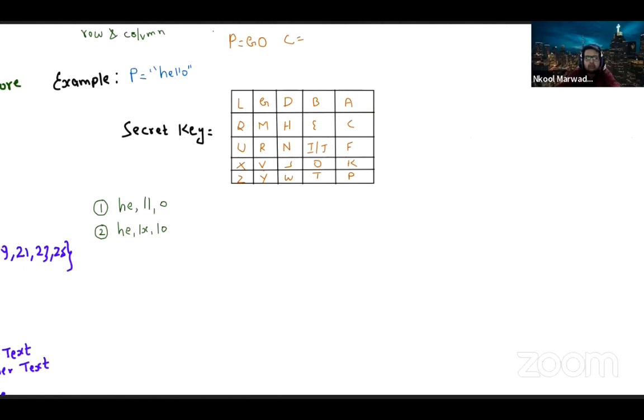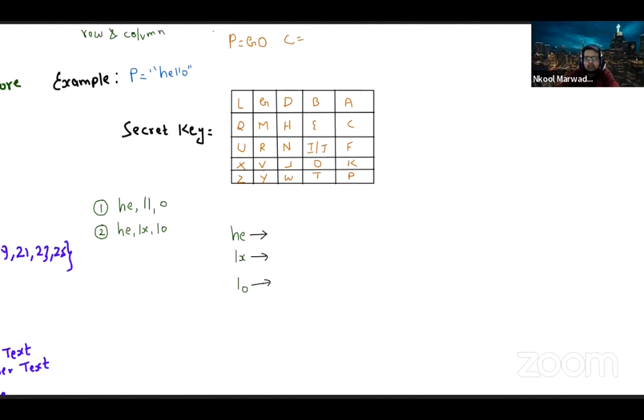Now, what we have to do? Each pair, we have to convert into the ciphertext, using the three rules which we discussed. So first we have HE, then LX, then LO. We have to convert these into the ciphertext. How will we do that? Let us see.